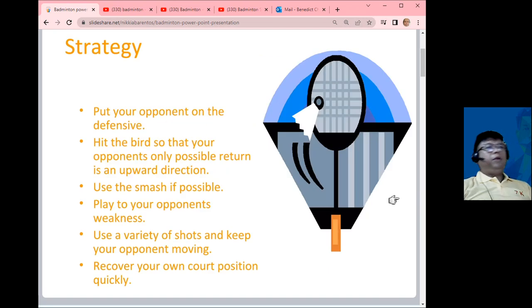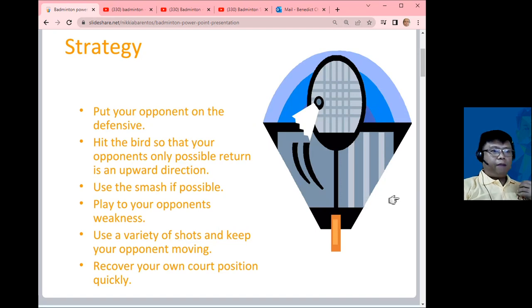Now, we are also going to be talking about strategy, wherein the idea of the game is putting your opponent on the defensive end. When you hit the bird, your opponent should be able to have the possibility of returning it in an upward direction. You time your smash, or attacking your opponent if possible. So you don't smash all the time. You have to look into the weaknesses of your opponents.